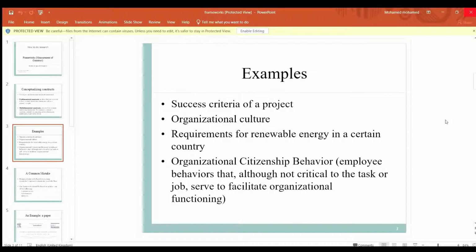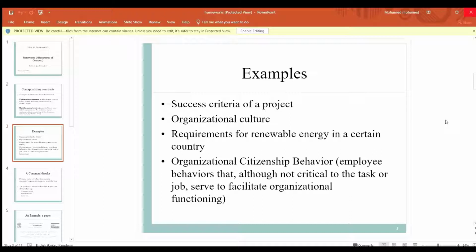For example, the success criteria of a project. If you want to measure the success of a certain project, you need to look at different criteria. For example, the cost, the time or schedule, the specifications, the quality, and other things. These are success criteria, and all of them are measuring one construct which is called success. We also have organizational culture. For example, you want to see if the culture of a certain organization is the right one for creativity. Then, of course, we have several dimensions to measure this culture.